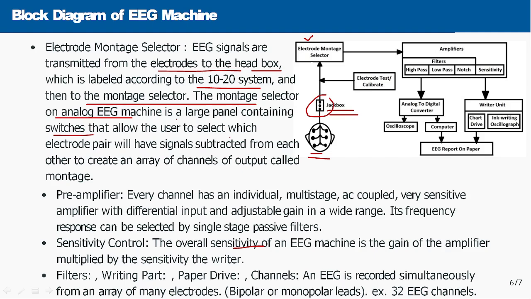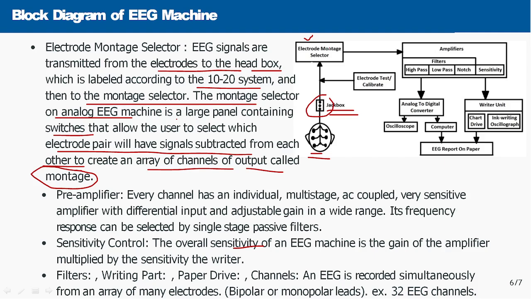They allow the user to select which electrode pair will have signals subtracted from each other, and the signals captured by the selected electrodes only are amplified through the pre-amplification, and it creates an array of output channels called the montage.